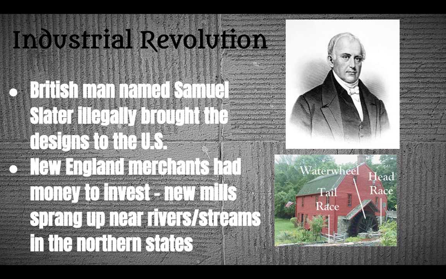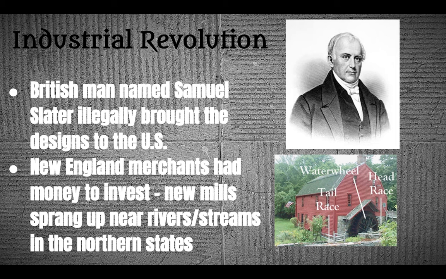And he actually disguises himself as a farmer and comes to the U.S. He memorized the design, so he didn't write anything down, and he's like, I'm going to strike big in the U.S. So he sets up his first mill in Pawtucket, Rhode Island, and other mills begin to appear in the northeastern United States as well.